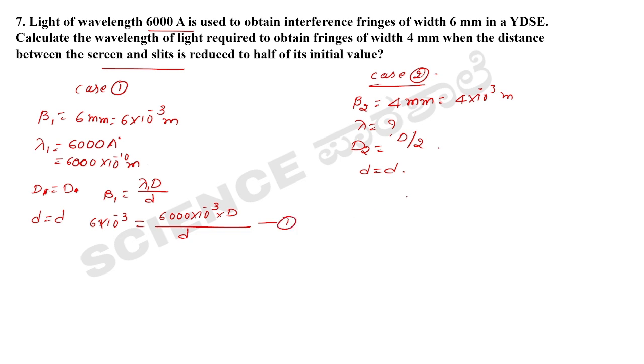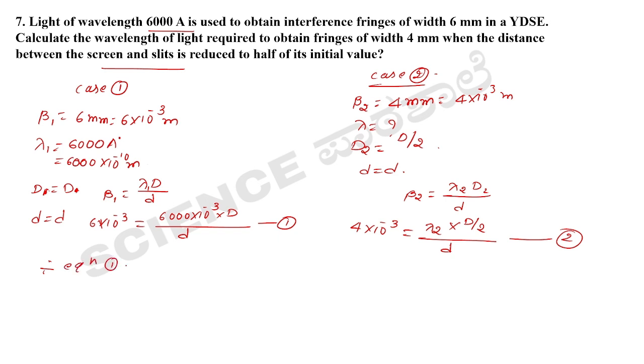For this, again the formula: beta 2 is equal to lambda 2 D2 by small d. So beta 2 is 4 into 10 raised to minus 3, which is equal to lambda 2, which we don't know, times D2. D2 is equal to D by 2, then small d. Call it equation number 2. So what we have to do here is divide equation 1 by equation 2.